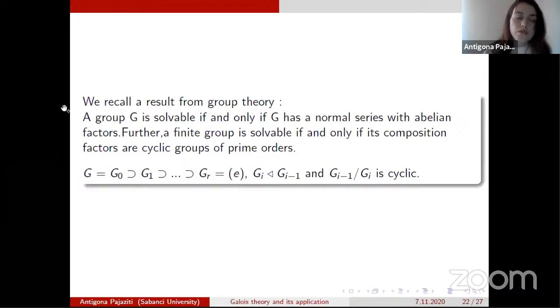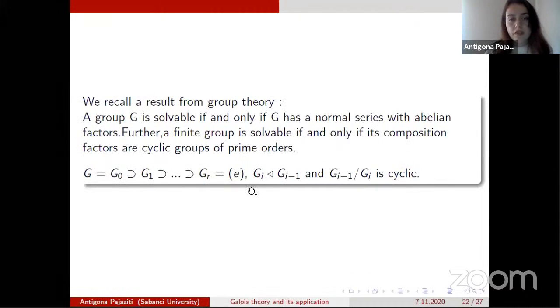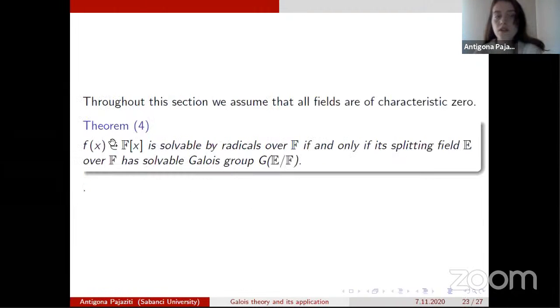To continue further, we need to recall a result from group theory. A group G is solvable if and only if G has a normal series with abelian factors. Further, a finite group is solvable if and only if its composition factors are cyclic groups of prime orders. We denote those by this notation here. Why do we need this? Because we are going to make now a connection between field theory and group theory to show that polynomials f of x are solvable by radicals over some field F.